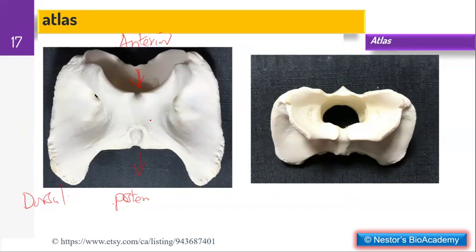If you look, this here is representing the transverse process. This is also representing the transverse process, and you can tell they are quite broad and wing-like. And then apart from this neural canal, there's always an opening here and another opening here. These are the ones we are referring to as the vertebrarterial canals.